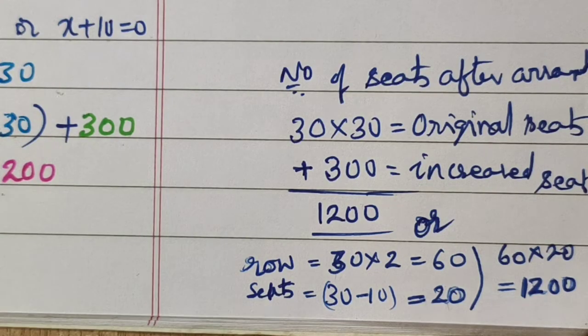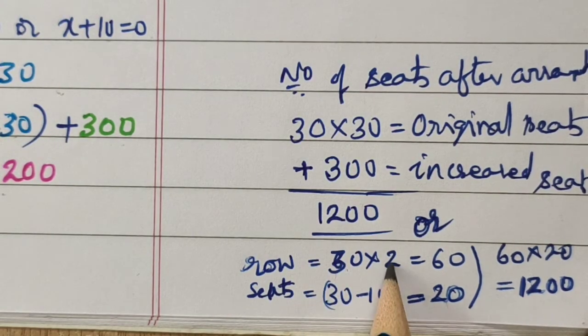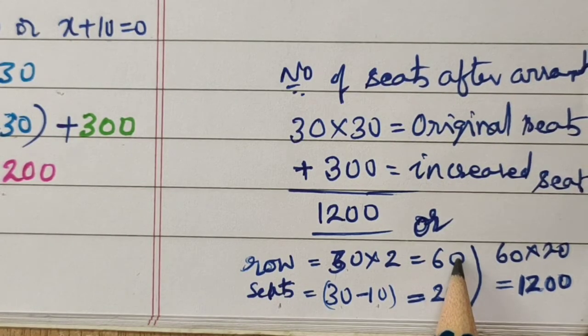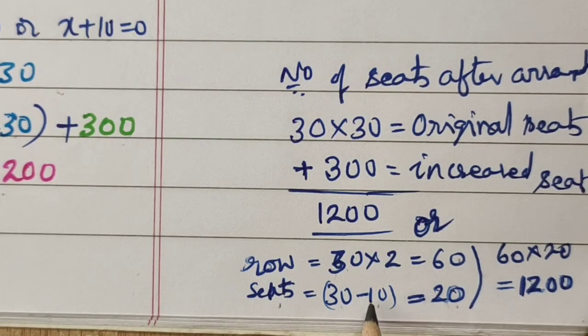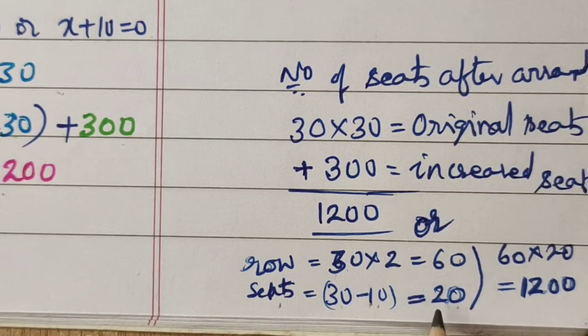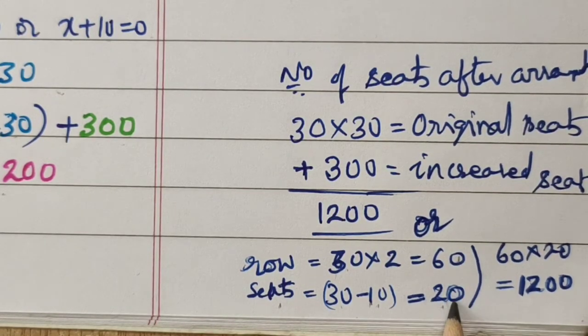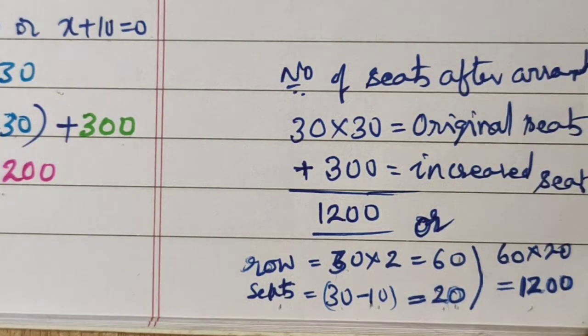The number of rows was doubled here, 30 into 2, that has become the number of rows. Then the seats are reduced. The seats were 30 per row, reduced by 10, that has become 20. The number of rows which were 30, they doubled it, that has become 60. The number of seats per row they reduced by 10. Then each row has got 10 less, that has become 20. Then number of rows into number of seats will give the total number of seats. 60 into 20 will be equal to 1200.